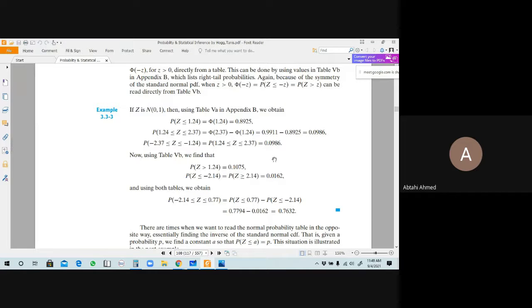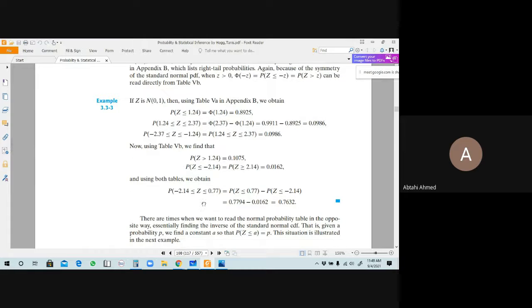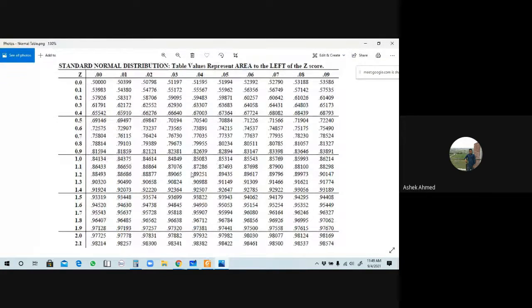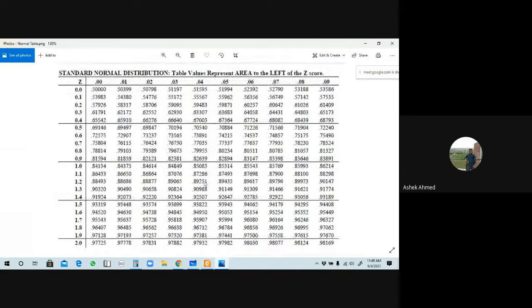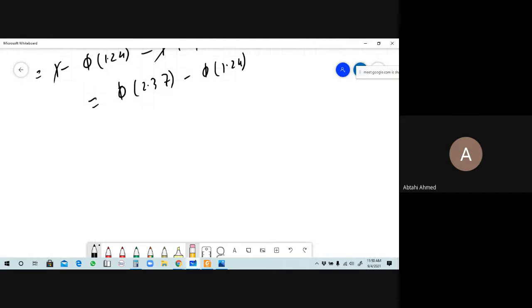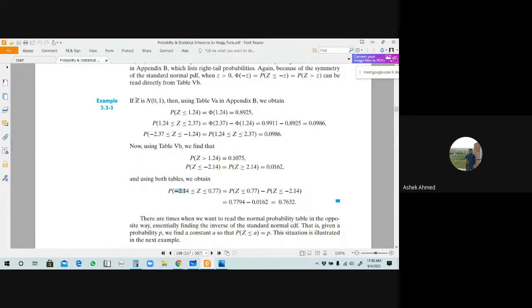Yes, sir. But sir, what if there is one minus and one plus? Then no problem, there is no shortcut, but it is the same concept. For example, look at the last table: that will be phi of 0.77 minus phi of -2.14, then you apply the same formula. Yes, sir, I understand. But you have to try to apply this table here. You have to practice from the table in your first-B class test. I think you can solve every problem from example number 3.